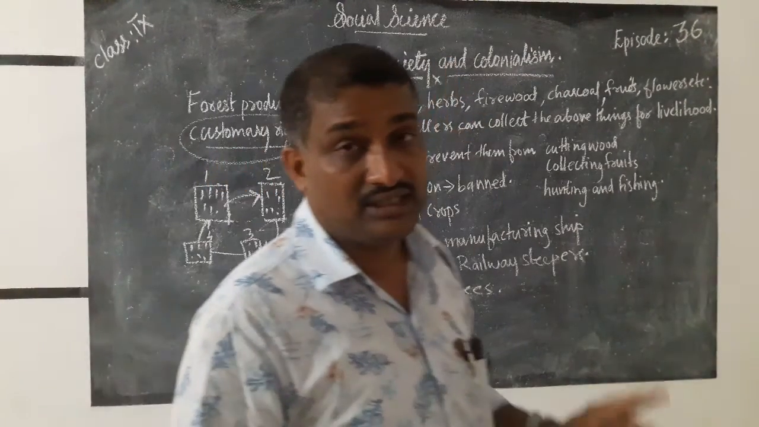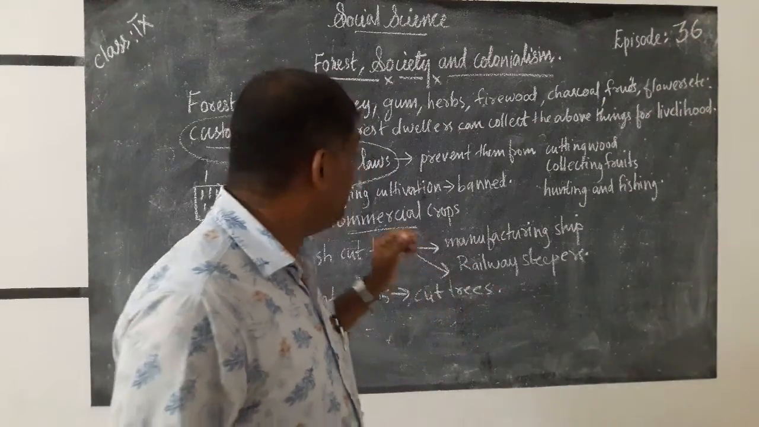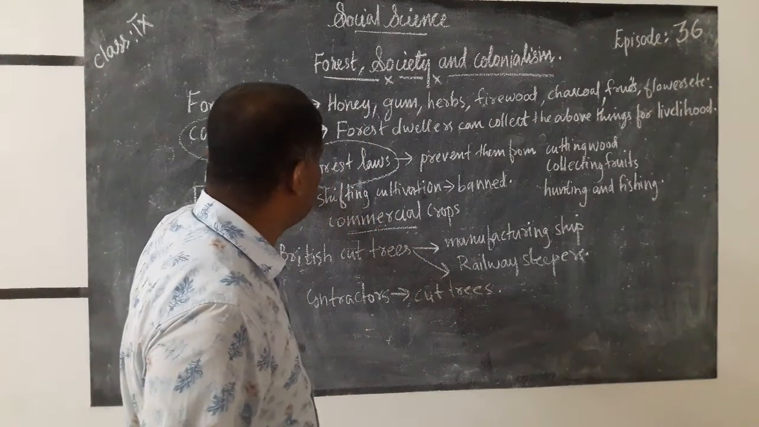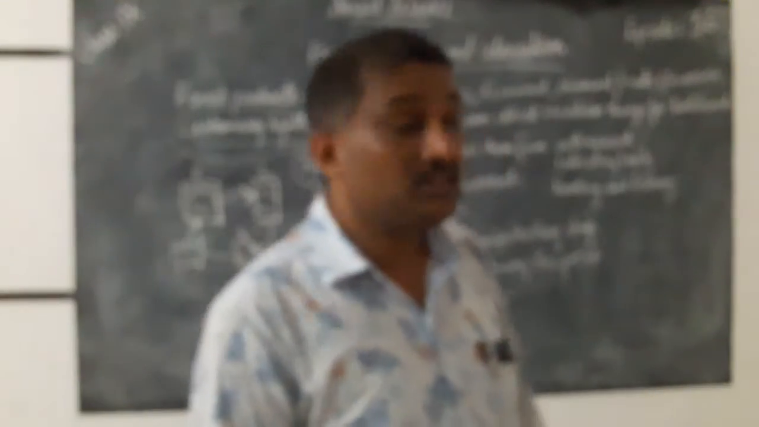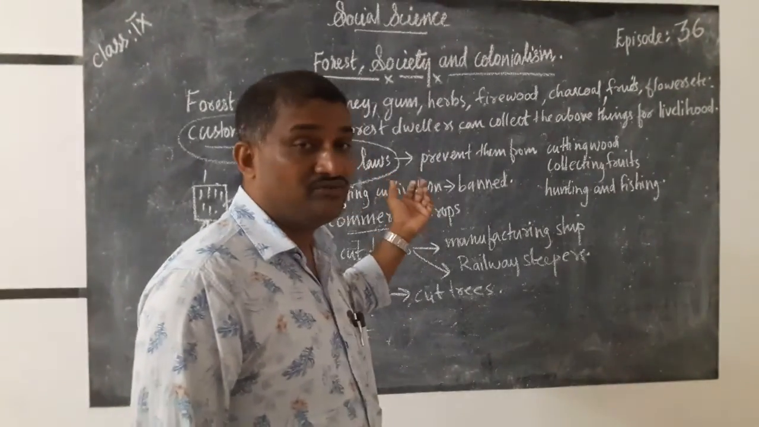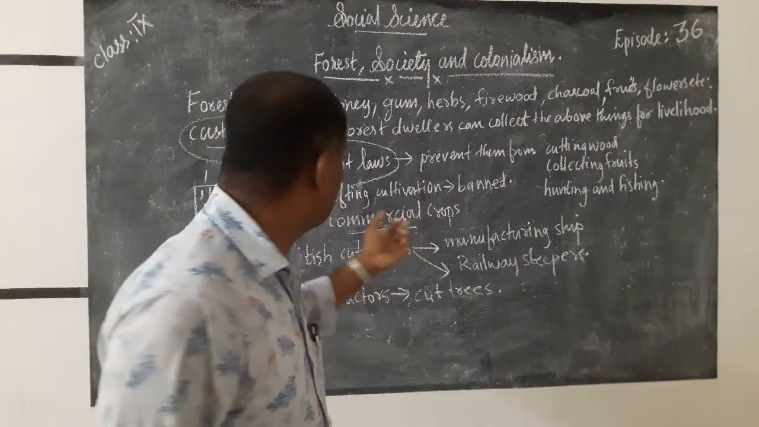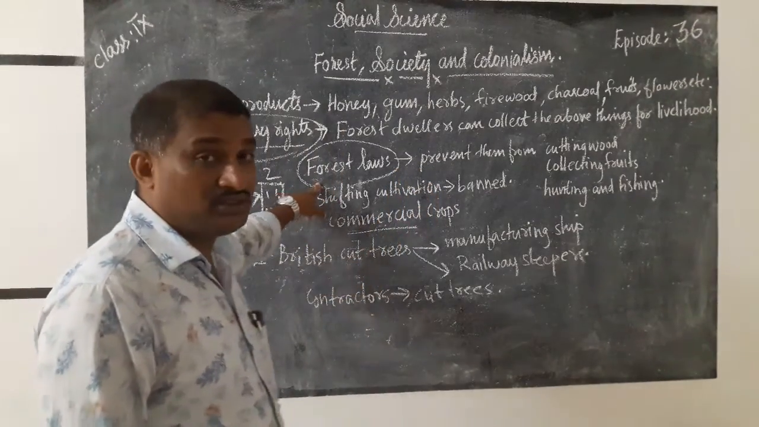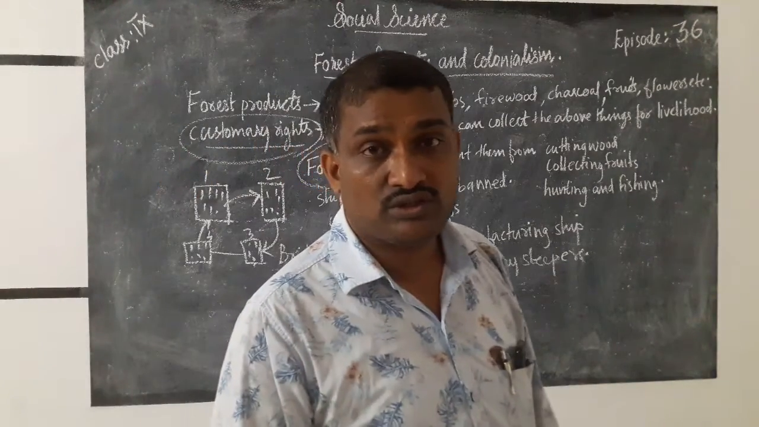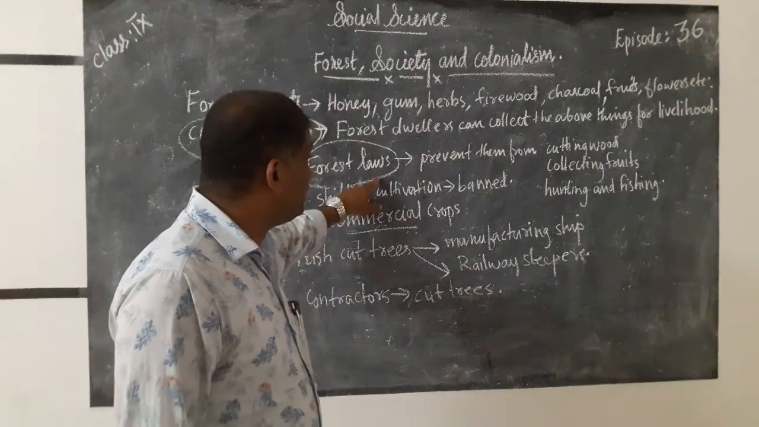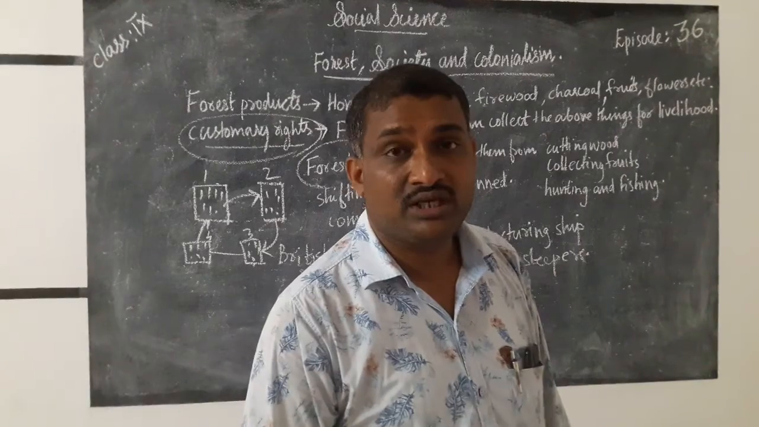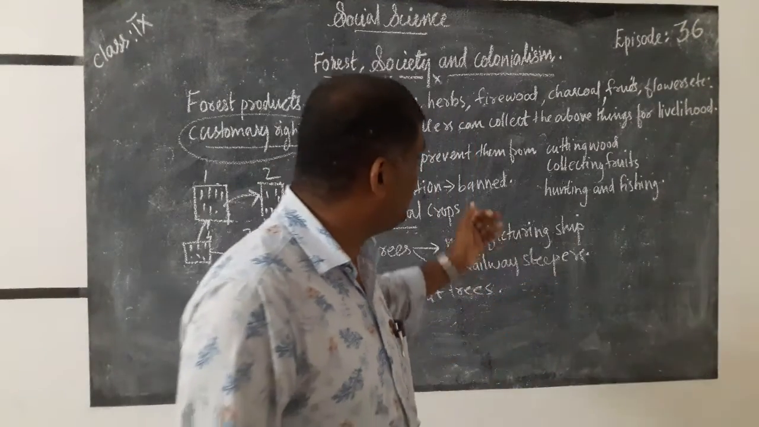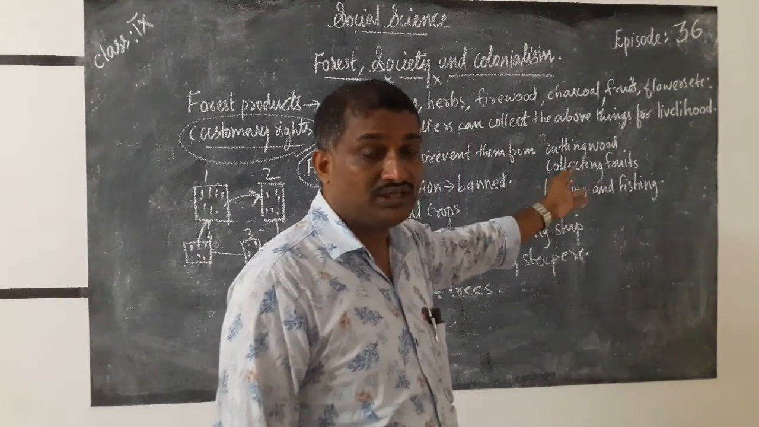Tax on collecting those items. Moreover, they removed this customary right, so the forest dwellers can't collect these forest products. So their life became very difficult, very miserable for them. Moreover, the Britishers introduced forest laws that prevented them from cutting wood, collecting fruits, hunting and fishing. They mainly did these kinds of activities for their livelihood.